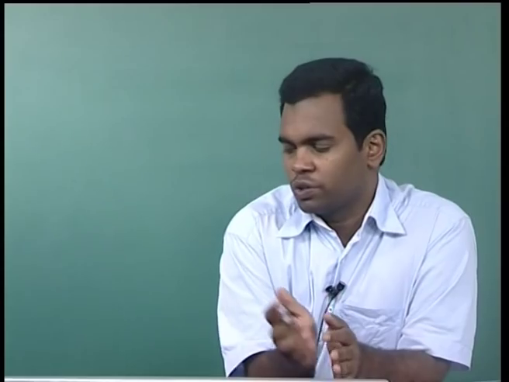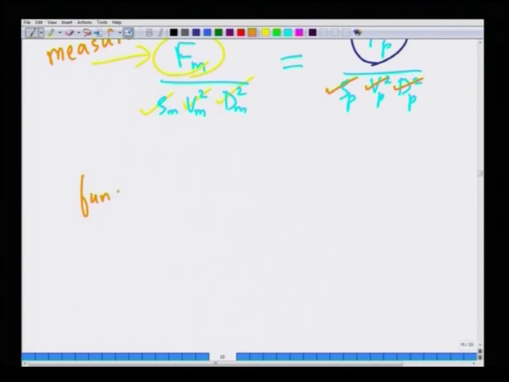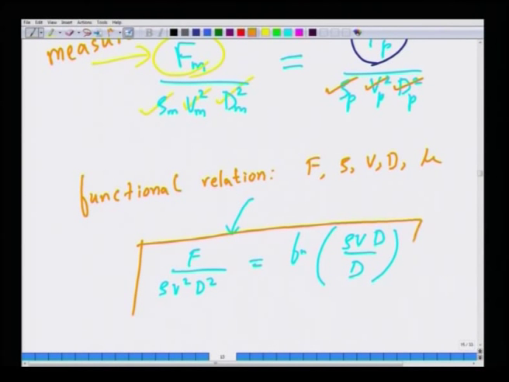All this is possible because of dimensional analysis, because dimensional analysis tells us that the functional relation between F, rho, v, d, mu can be written as F by rho v squared d squared is a function of rho v d by mu. Okay. This is made possible by dimensional analysis. So, first thing, many simplifications come by dimensional analysis.